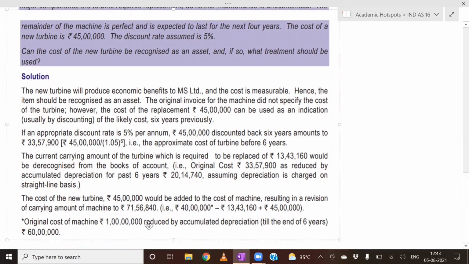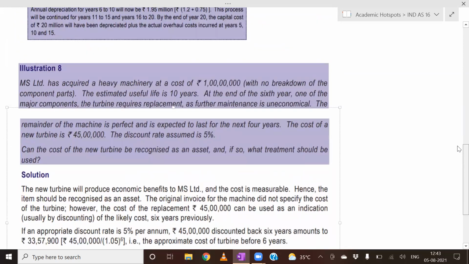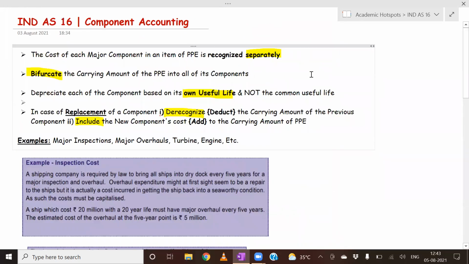It's the cost of the original machinery, which is 1 crore, reduced by depreciation for 6 years. As we did not have a split-up in the beginning, we did not have any breakup between the turbine and the other machinery. So we depreciated the entire 1 crore over a period of 6 years and brought it down to 40 lakhs. And hence your current carrying amount is 40 lakhs minus the amount to be de-recognized, which is 1343160, plus 45 lakhs, which is the cost of the new turbine. So this is a pretty simple concept, but it needs a basic understanding of these points.